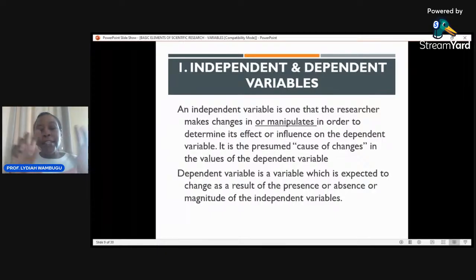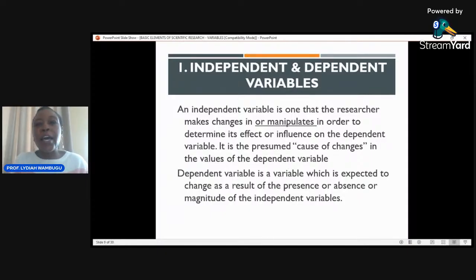And so even in your title, you have the IV that is supposed to bring a change on the DV, and those two must be very clear in your title. And I need to make this clear: when you're doing a purely qualitative study, this may not hold.